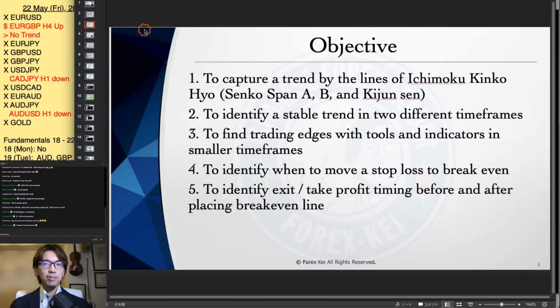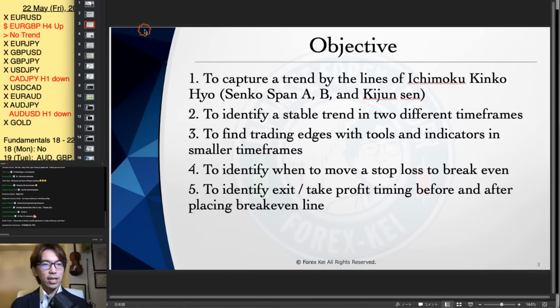So the objective of this PDF, or Kei's trading strategy, is actually to capture a trend by the lines of Ichimoku Kinko Hyo: Senkou span A, B, and Kijun Sen. Basically there are 5 objectives, and this is one of them. You're here to be able to capture the trend, and this is very important. I will tell you the reason why it's important to capture the stable trend. But you can do so by looking at Ichimoku Kinko Hyo, and especially Senkou span A, B, and Kijun Sen.